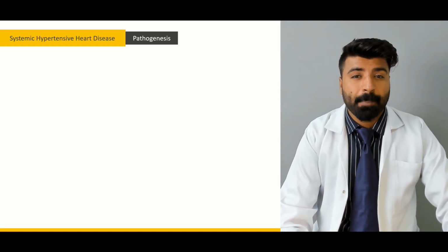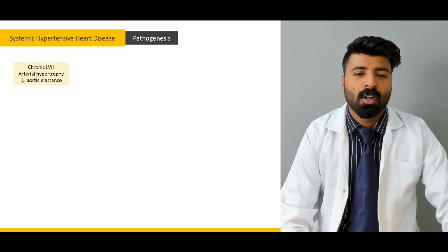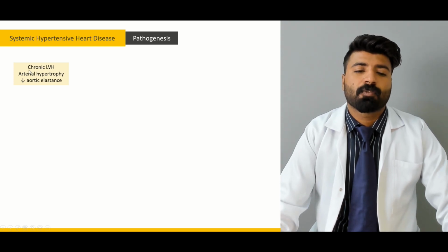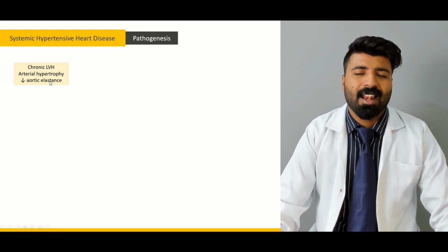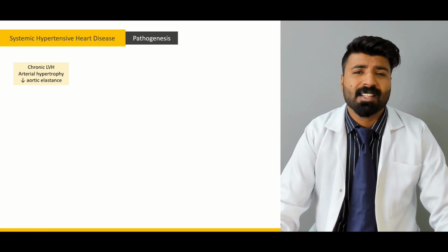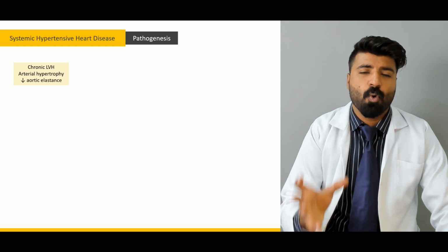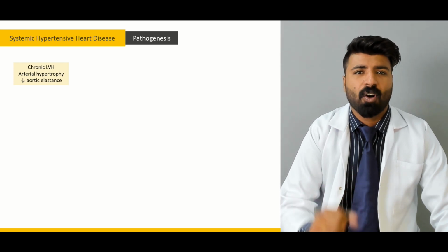Now we're going to learn the pathogenesis of it, how systemic hypertensive heart disease is actually produced. So: chronic left ventricular hypertrophy, arterial hypertrophy, and decreased aortic elastance. What do you mean by elastance? Aortic elastance means that the aorta is not elastic at all.